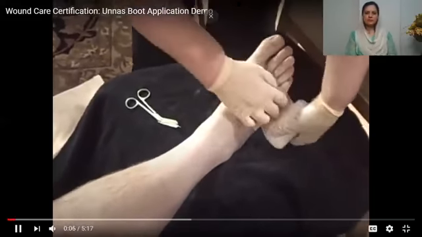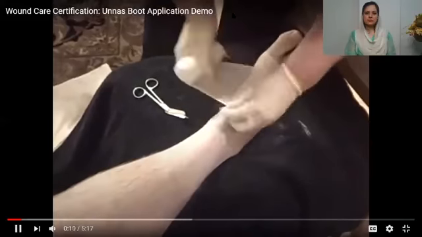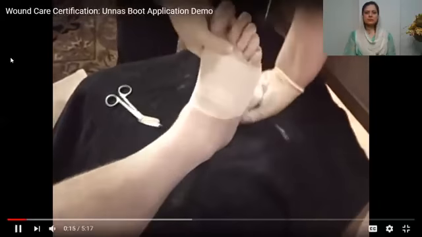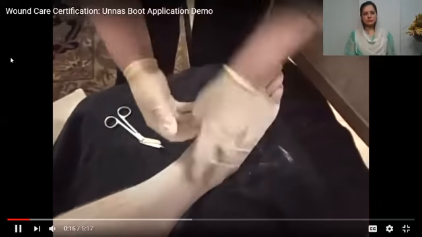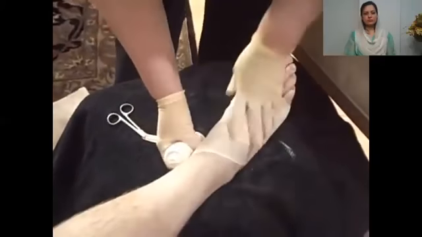She starts at the foot. And what is an Unna boot for, Cindy? An Unna boot actually is going to help the patient establish better blood flow from the lower extremity back up out of the area where it needs to be.